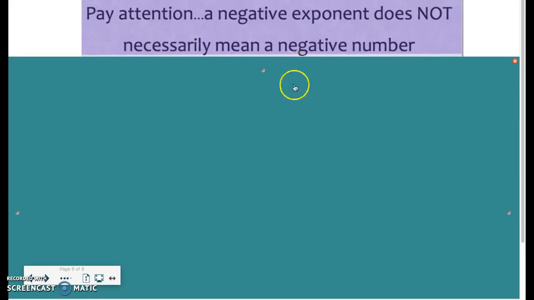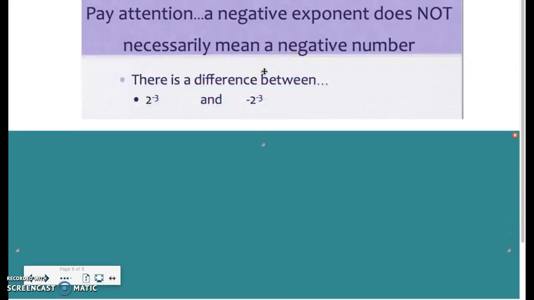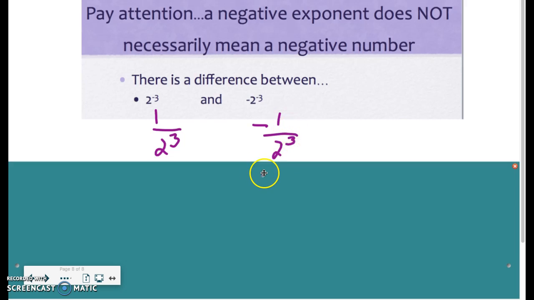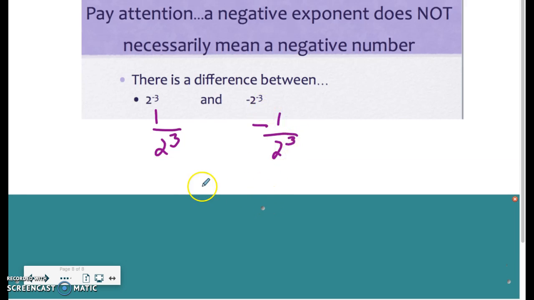One thing I want to make sure we understand is that a negative exponent does not necessarily mean a negative number. There's a difference between 2 to the negative 3 and negative 2 to the 3rd. This is going to be 1 over 2 cubed, and this is going to be negative 1 over 2 cubed. So notice the negative stays up top, but the 2 and the exponent 3 go to the bottom.